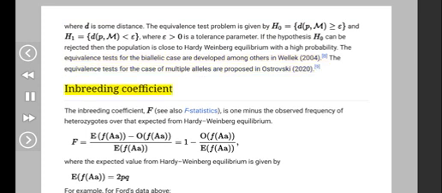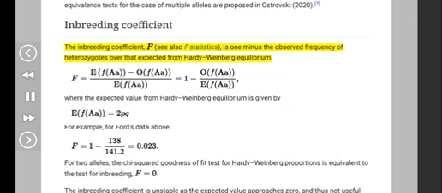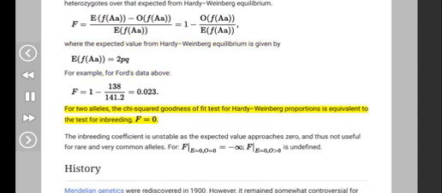Inbreeding coefficient. The inbreeding coefficient, see also F-statistics, is 1 minus the observed frequency of heterozygotes over that expected from Hardy-Weinberg equilibrium, where the expected value from Hardy-Weinberg equilibrium is given by. For example, for Ford's data above. For 2 alleles, the chi-squared goodness of fit test for Hardy-Weinberg proportions is equivalent to the test for inbreeding. The inbreeding coefficient is unstable as the expected value approaches 0, and thus not useful for rare and very common alleles. It is undefined.